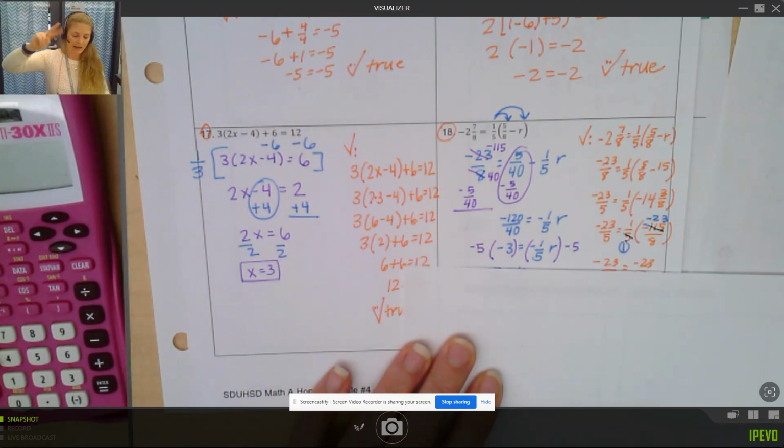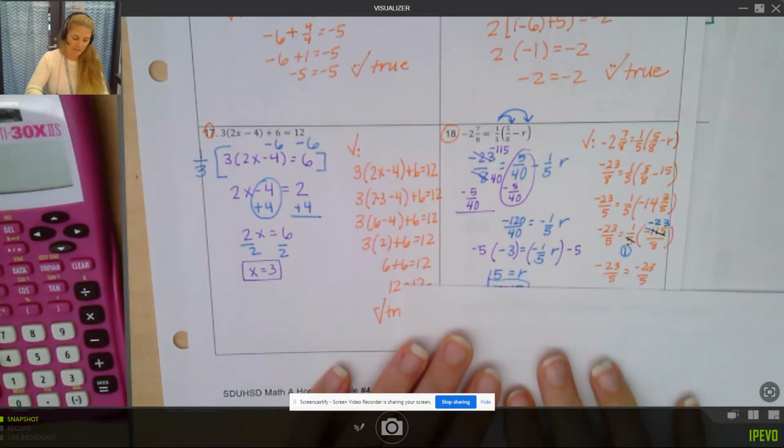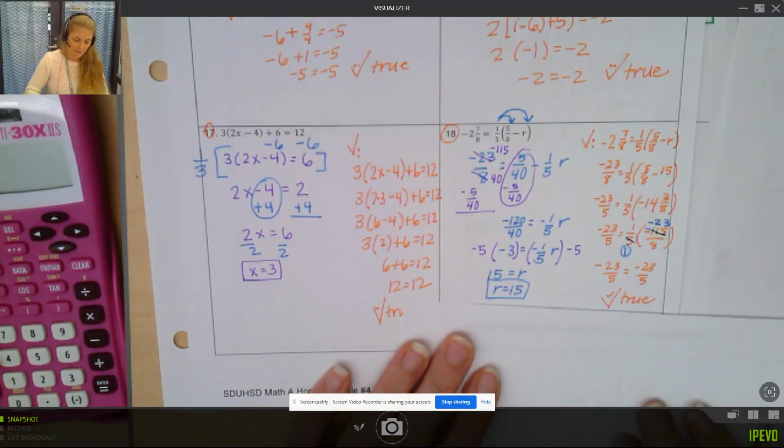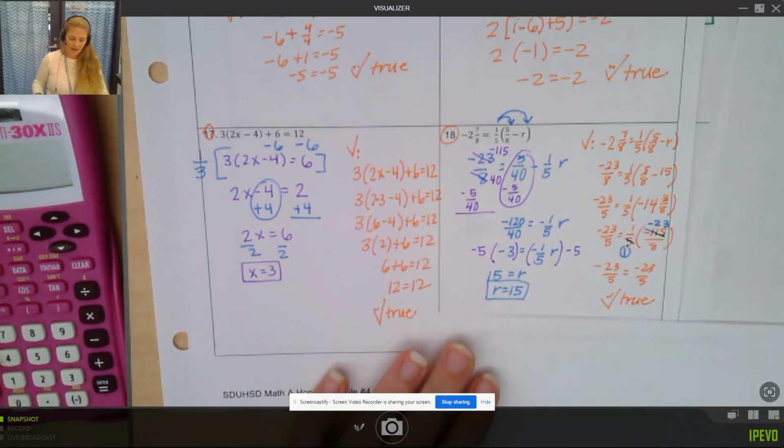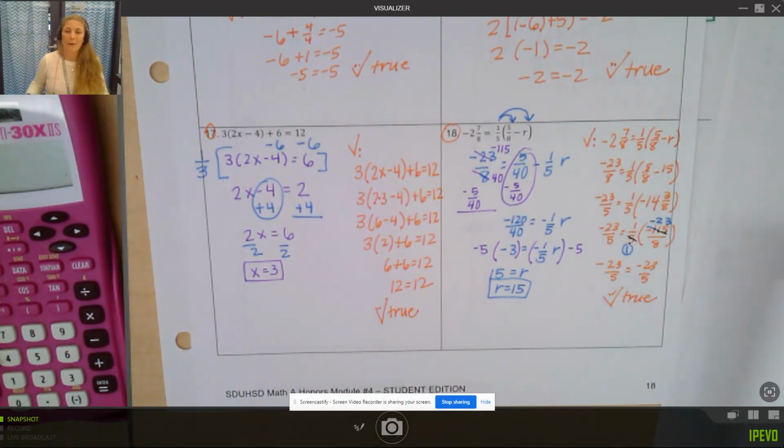Multiplicative inverse of negative 1/5 is negative 5. So I multiply both sides by negative 5 by the reciprocal to get 15 equals r, or r is equal to 15. And my check works out perfectly.